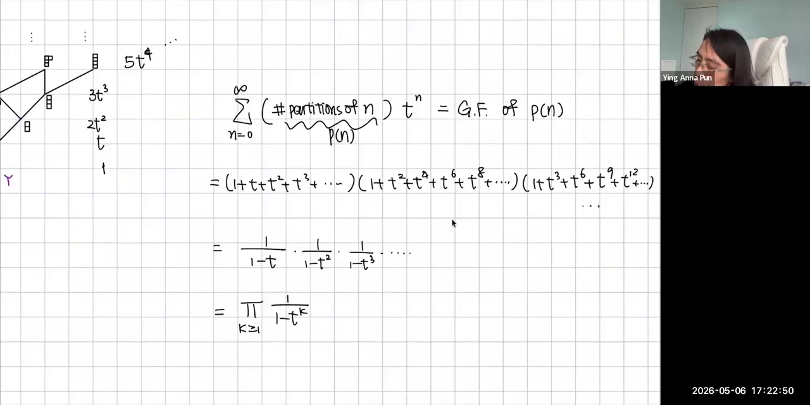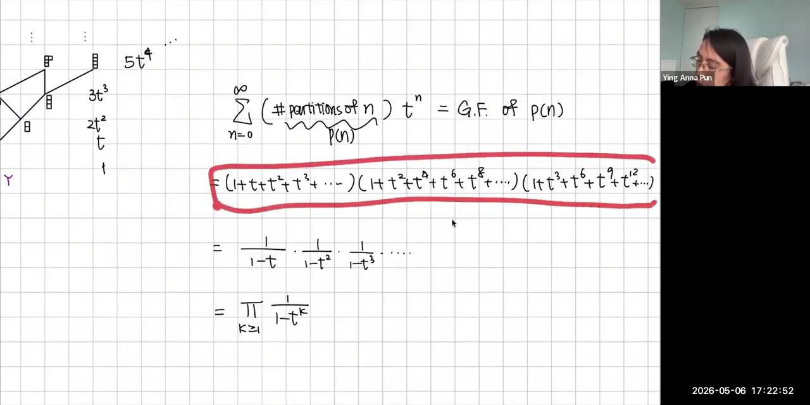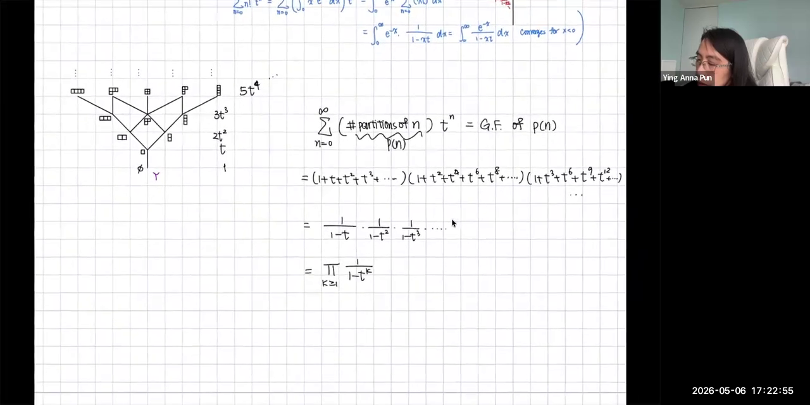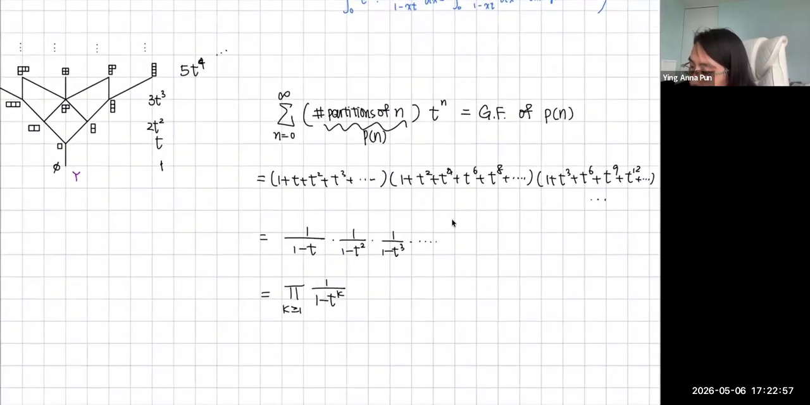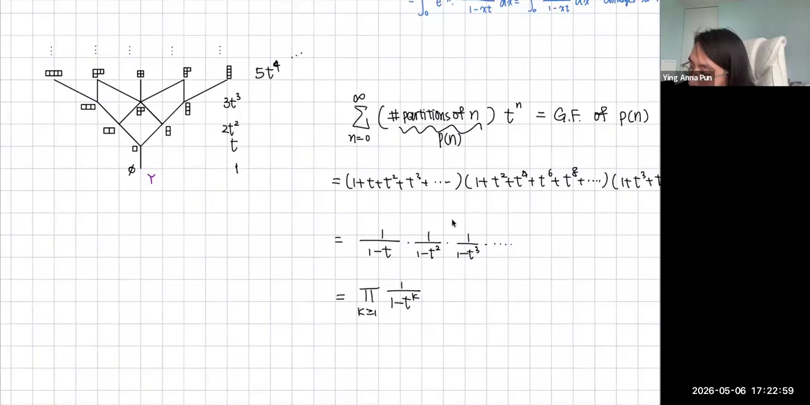Okay, so let me very briefly explain why this is true. This is very similar to the DM when we are explaining things. So for example, think about this 5t to the power 4.